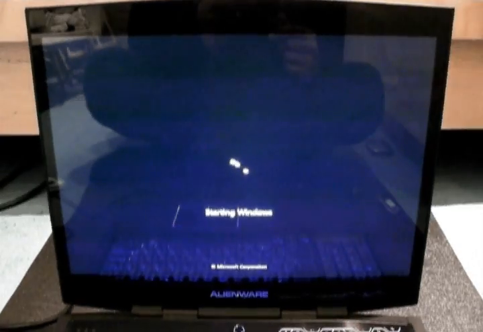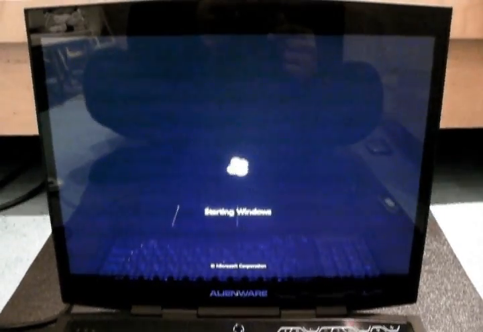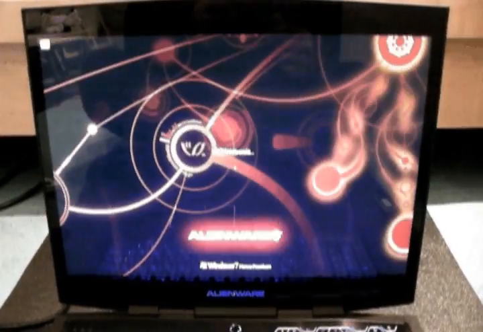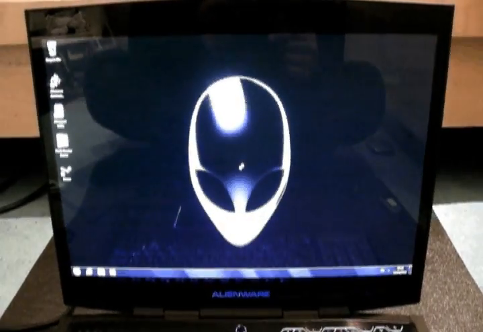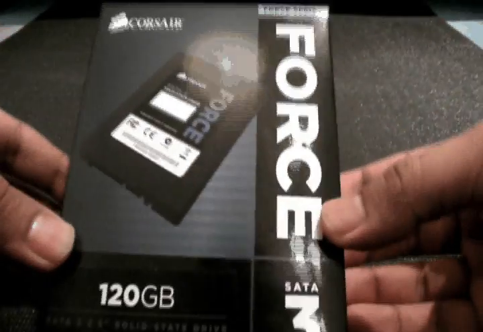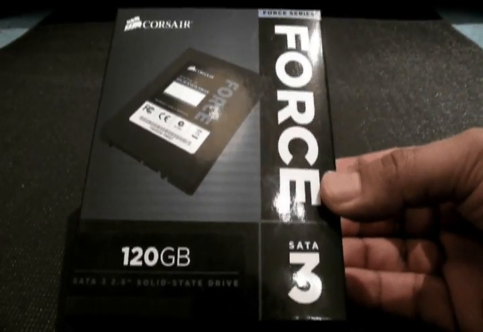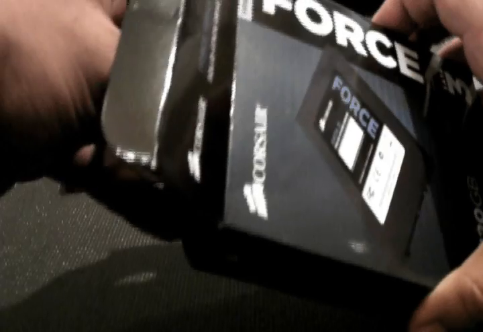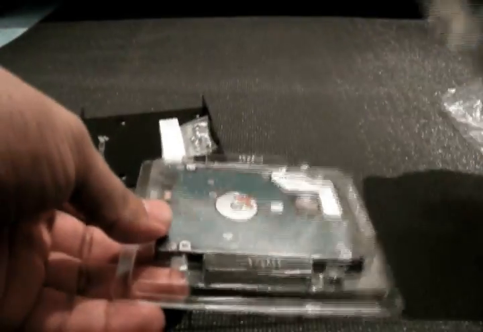Right, now basically what I wanted to do with my system was to have the solid state drive as a boot drive and to use the hard drive that the computer came with as a storage drive. Now this is the solid state drive that I've chosen. It's a Force 3. As you can see, it can clock up to SATA 3 speeds. It's a real good one.